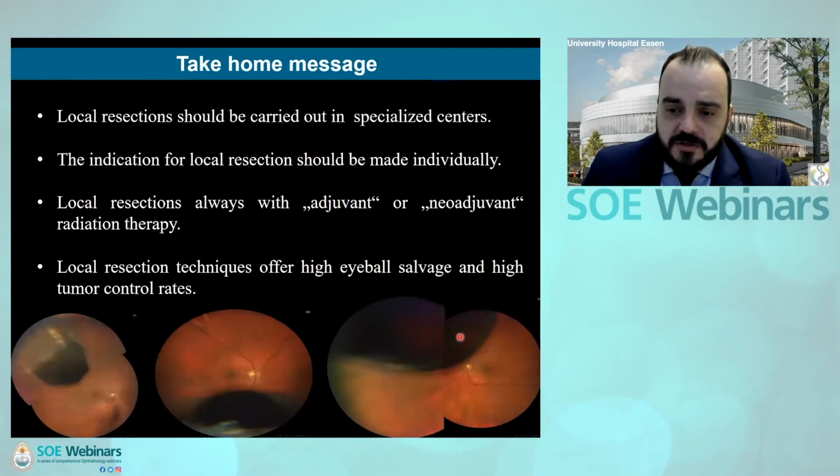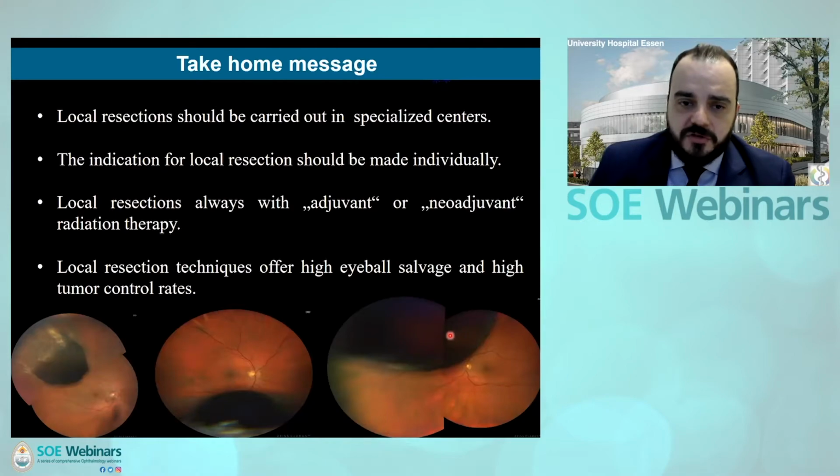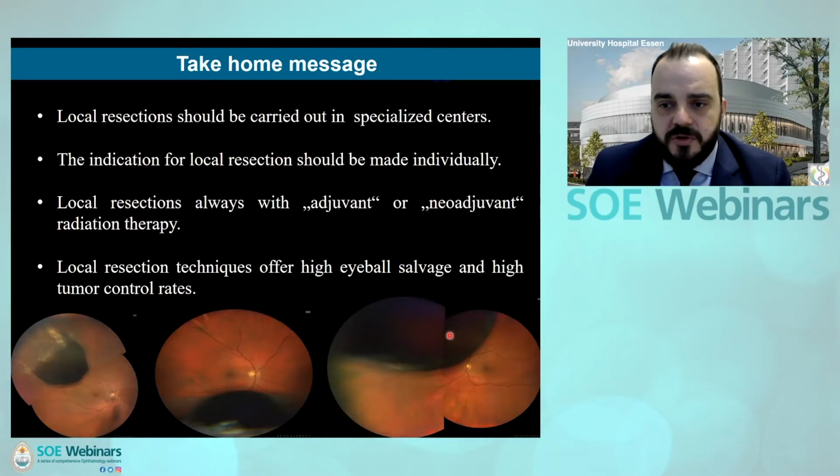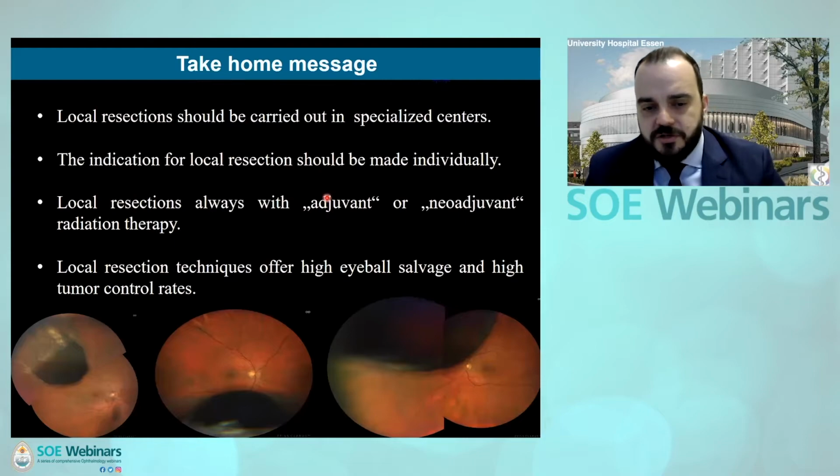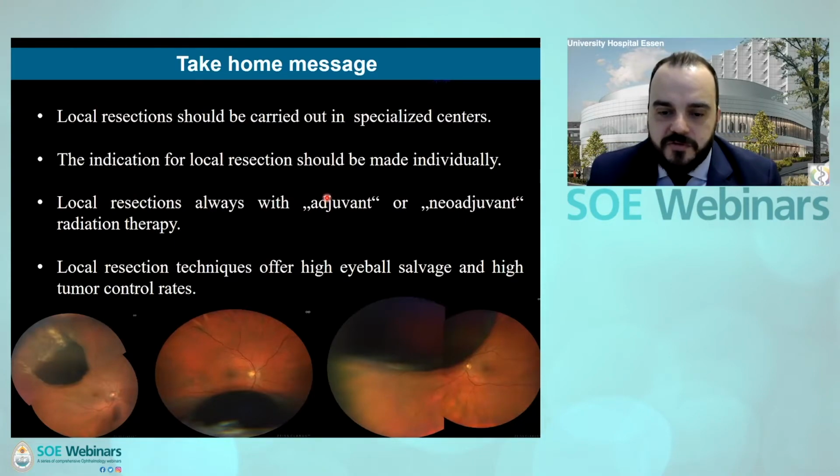These resections should be done in specialized centers. The indication for a local resection should be made individually. We always combine these surgeries, either adjuvant or neoadjuvant, with radiation therapy. And as I mentioned before, local resections offer high eyeball salvage and high tumor control rates. Thank you very much for your attention.